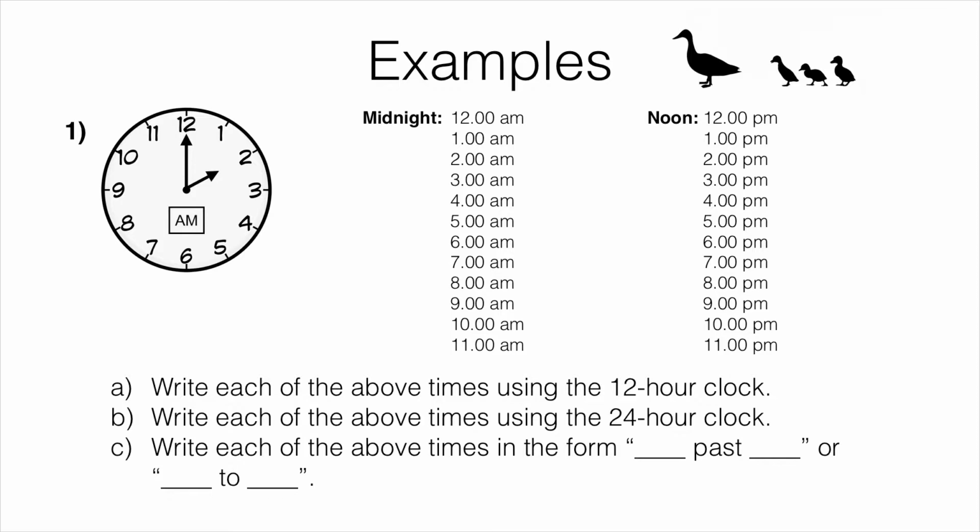An hour later, we would have this time, 2 a.m. That's what we've got here. And then another hour later, we'd have 3 a.m. and so on, all the way until you get to 11 a.m. So at 11 a.m. you'd have the minute hand pointing straight up and the hour hand pointing at the 11.